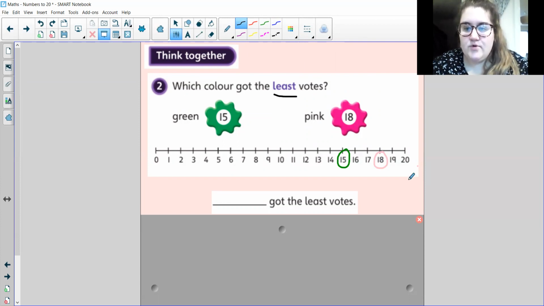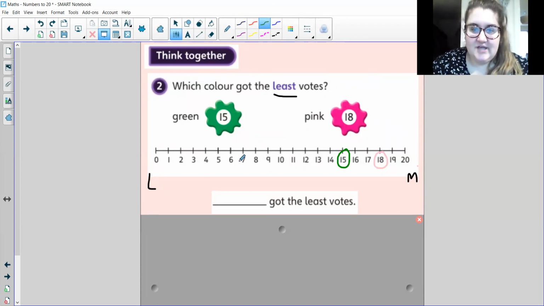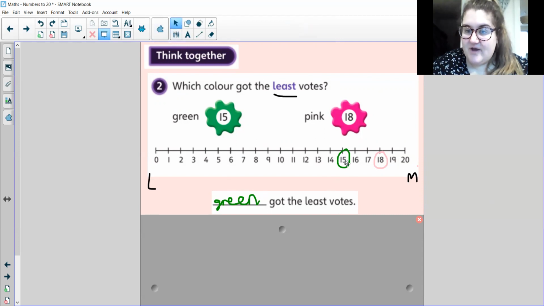So our question is, which colour got the least amount of votes? Okay, so not the most, the least amount of votes. Which colour got the least? Was it green or pink? Okay, so well done if you said green. Now I'm going to try and write green using the mouse, so my writing's not going to be super neat. There we go. Green got the least amount of votes, didn't it?